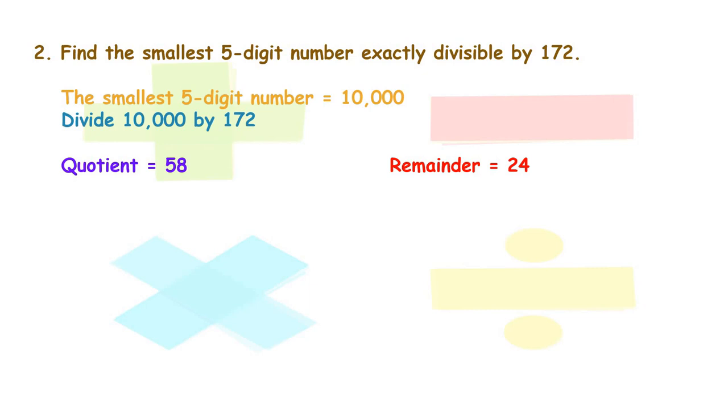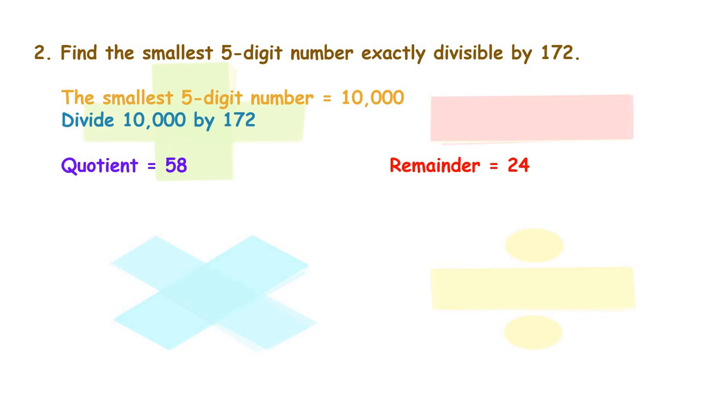Okay, remainder is 24. So here students, you see that if we subtract the remainder from 10,000, then what will happen? Will it remain a 5-digit number? You try it. No, it will not.